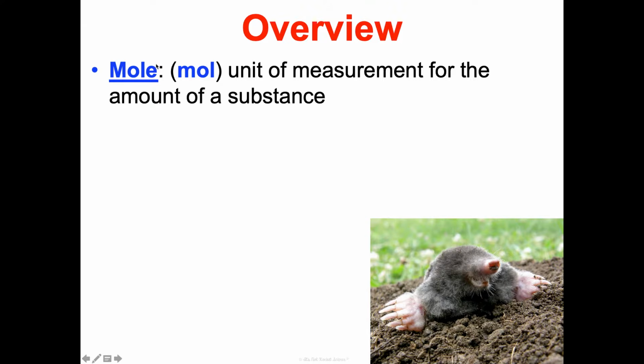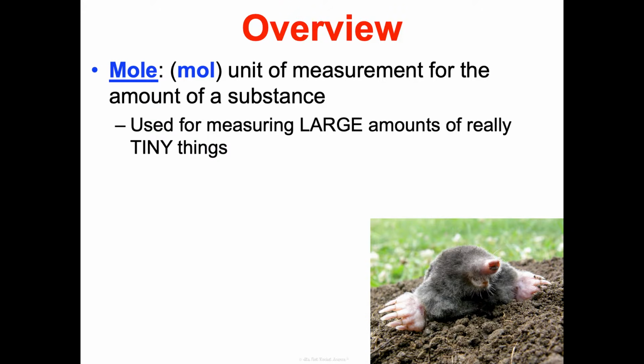And the mole is just a unit of measurement, and we use it to measure the amount of a substance. The reason that a mole is so helpful is that it's used for measuring large amounts of really tiny things. And that's what we need, because atoms are so tiny, and every single 10 grams of some sort of substance has so many billions of atoms in it. That's why we need this mole, or else we would constantly be using scientific notation to try to wrap our minds around these giant and tiny numbers. So the mole helps us get these values into something that's a lot easier to work with and understand.